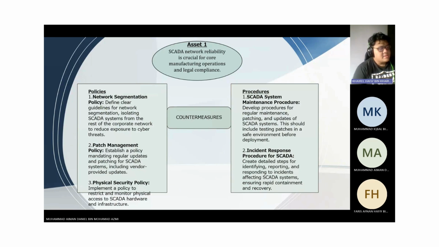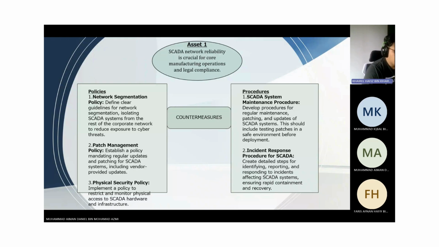Now we move on to the countermeasures for this asset. The first is policies, and one of the policies is network segmentation policy. These define clear guidelines for network segmentation, isolating the SCADA system from the rest of the corporate network to reduce exposure to cyber threats. Second is patch management policy. Establish a policy mandating regular updates and patching for the SCADA system, including vendor-provided updates. Third is physical security policy. Implement a policy to restrict and monitor physical access to SCADA hardware and infrastructure.